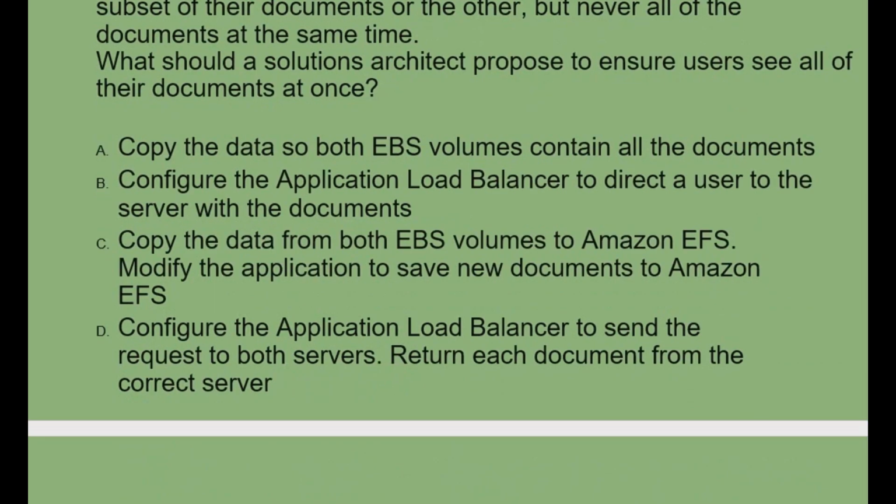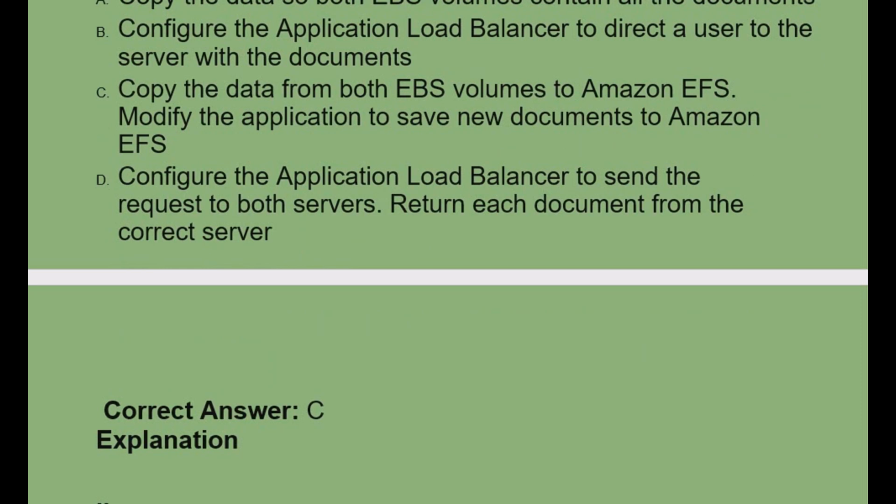Option A, copy the data so both EBS volumes contain all the documents. Option B, configure the Application Load Balancer to direct a user to the server with the documents. Option C, copy the data from both EBS volumes to Amazon EFS. Modify the application to save new documents to Amazon EFS. Option D, configure the Application Load Balancer to send the request to both servers. Return each document from the correct server. Correct answer is option C.